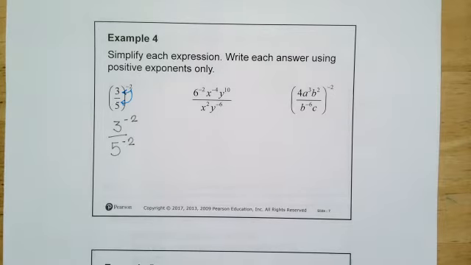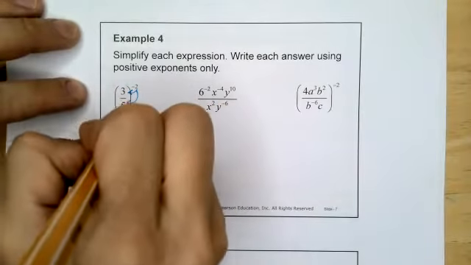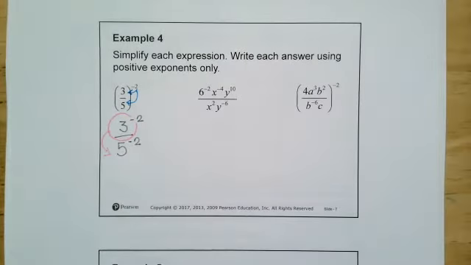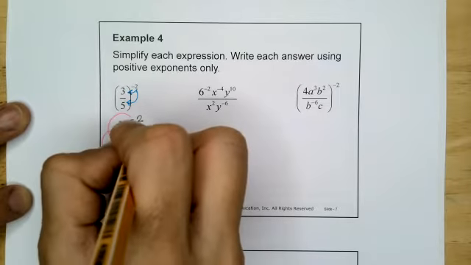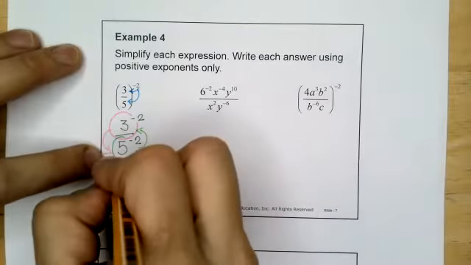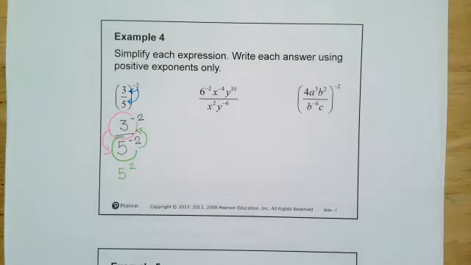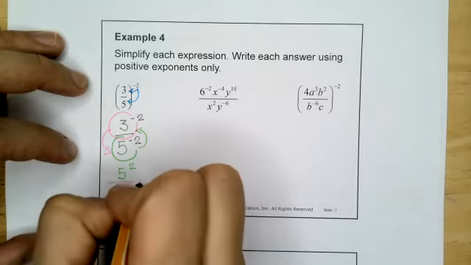And then, right, it says positive exponents only. I know how to change a negative exponent to a positive exponent. Take that base and the exponent and move it across the fraction bar. So we're going to do that for the 3 and for the 5 because those are both negative exponents. The 5 to the power of -2 on the bottom becomes 5 to the power of +2 on the top. The 3 to the power of -2 on the top becomes 3 to the power of +2 on the bottom.